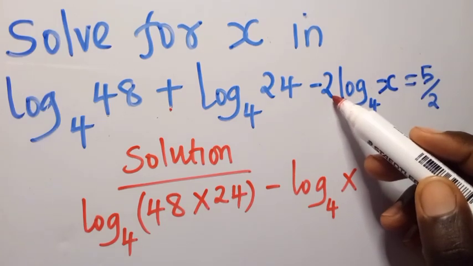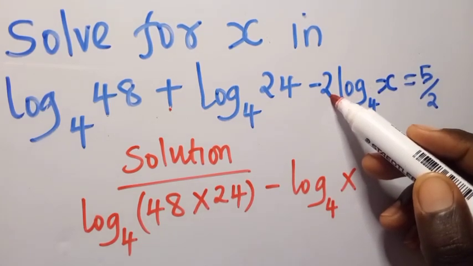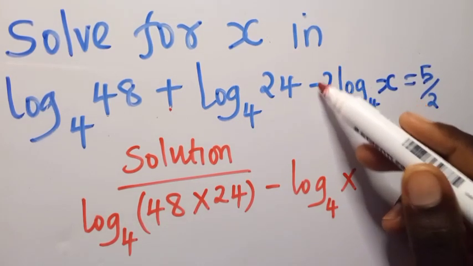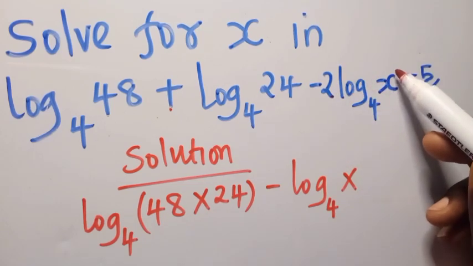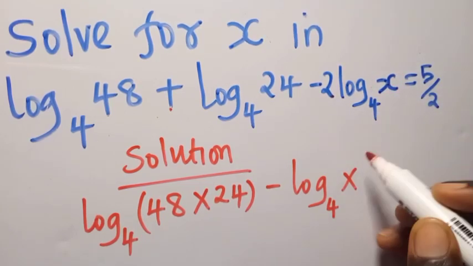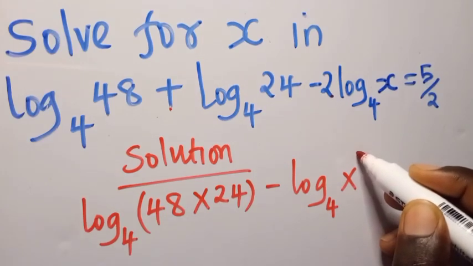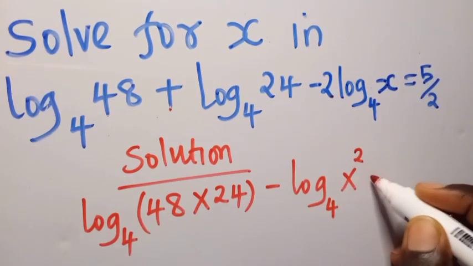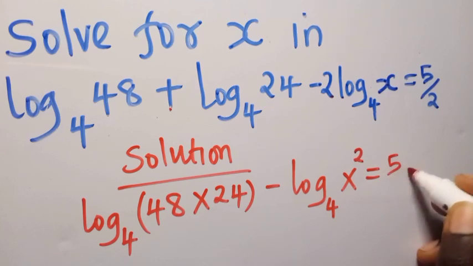There is this 2 that is behind the logarithm sign. And therefore, from the laws of logarithms, we can remove this 2 so that it becomes a power of x. And therefore, it will be the logarithm of x squared to base 4, then equals to 5 over 2.